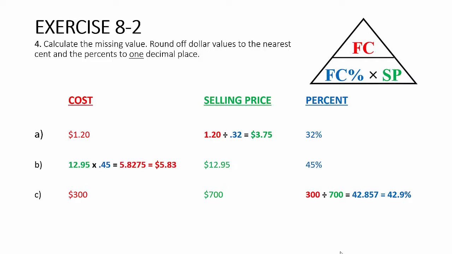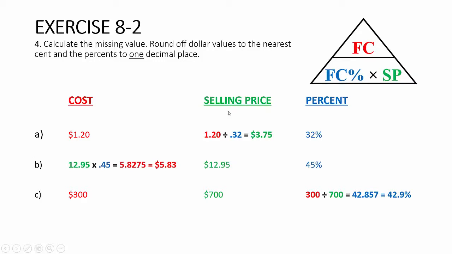This is a neat little table that shows you how to use this pyramid all three different ways. We have a list of costs, we have a list of selling prices, and we have a list of percents. If we have two of these values, we can easily calculate the missing third one. In A, we were given a cost of $1.20, and we were given a food cost percent of 32%. They're on top of each other, so if we divide it, we get the selling price. $1.20 in cost divided by a 32% food cost percent means our selling price should be $3.75.